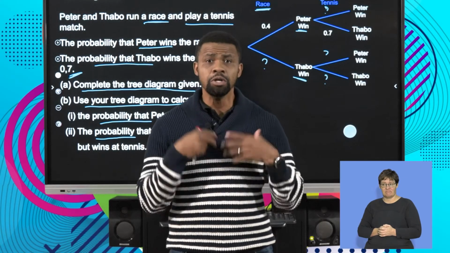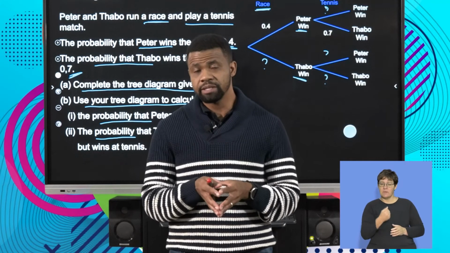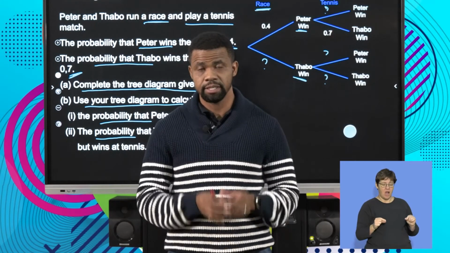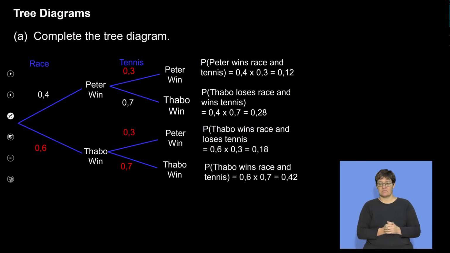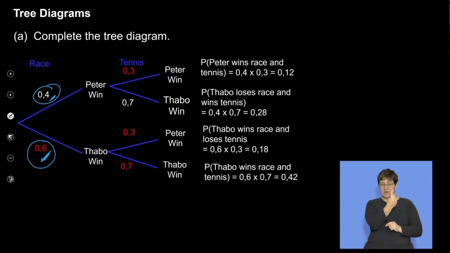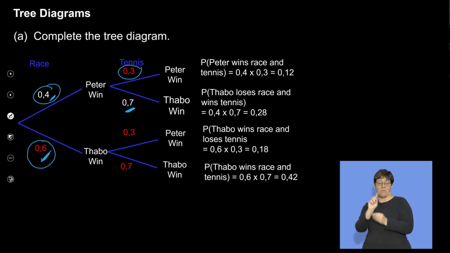So firstly, if I can complete my tree diagram, I'm able to calculate the actual probability. So let's begin by completing that first. Firstly, we knew that this was 0.4, that will add up to 0.6, because the sum of that and that will give us 1. And we had Thabo 0.7 there. Then this part for Peter will be 0.3, because 0.7 plus what to give us 1 is 0.3. And we get Thabo wins 0.7 there and 0.3.